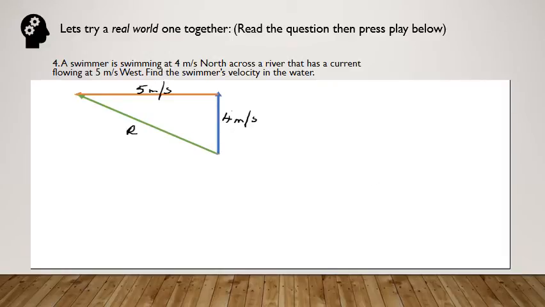And we can start using Pythagoras now to solve for the magnitude of r, the magnitude of the resultant vector. So Pythagoras tells us that r squared is equal to 4 squared plus 5 squared, 16 plus 25, which is equal to 41. Therefore, r is equal to the square root of 41, which gives us a value of 6.4 meters per second.